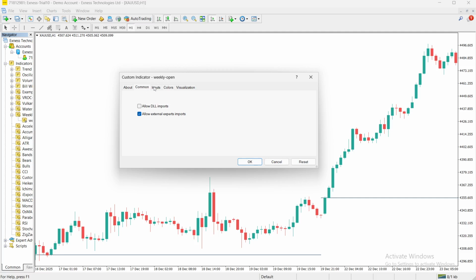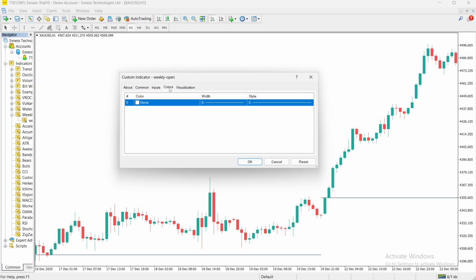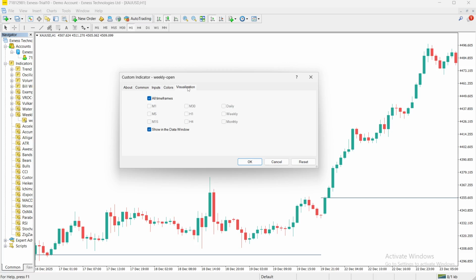As for the indicator settings, our inputs include count days, weekly open, line style, and line width. For this, you can customize the colors, our preferred colors, and we can also trade on our preferred time frames.